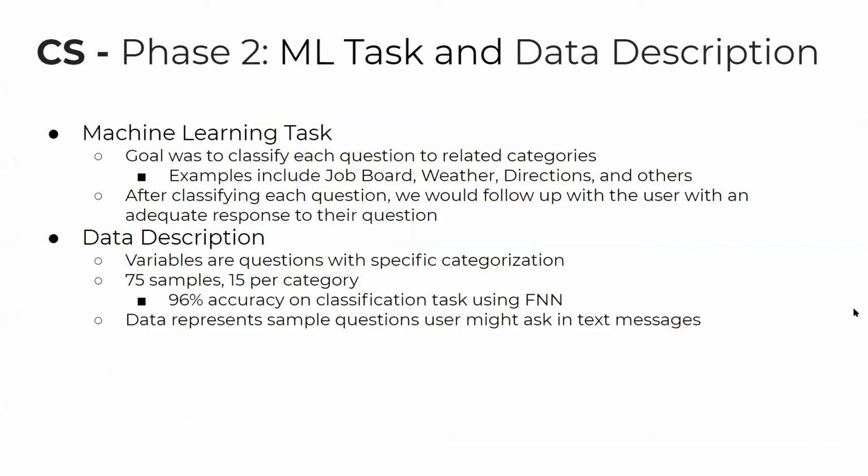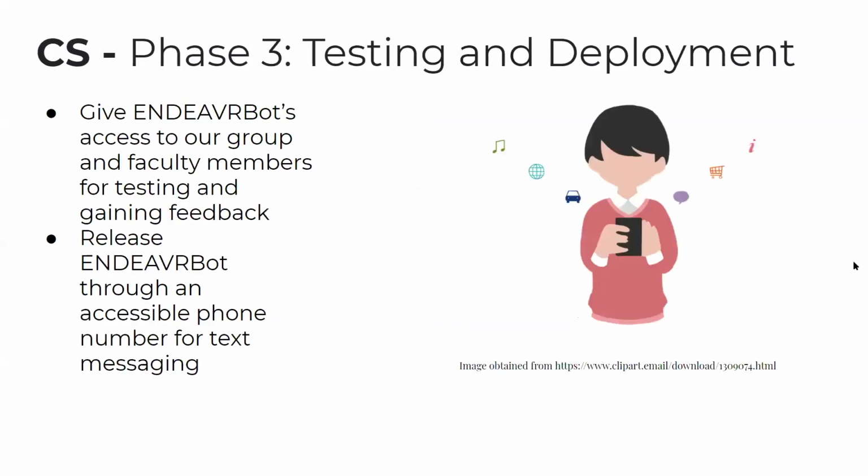So the machine learning problem we're trying to solve is a classification problem. Specifically, our goal is to classify each question to the category it relates to. And once we are able to classify each question, we can provide an appropriate response to the user. And for the data we used to, or go back to the other slide.